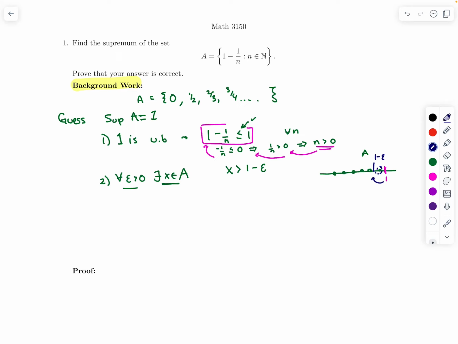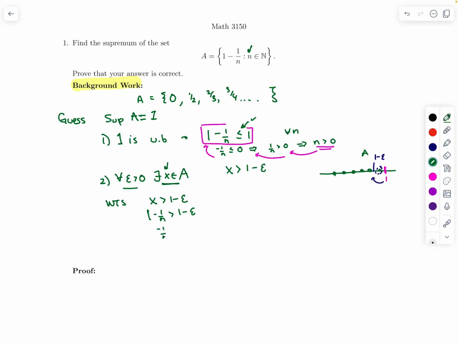All right, so let's do it. I'm just doing my background work, so I can just work with what I want to show. I want to show there's some x which is bigger than 1 minus epsilon. Well, I know x looks like 1 minus 1 over n, and so I need that to be bigger than 1 minus epsilon. I'm just trying to figure out what the x should be. X depends on n, so I just need to figure out what the n should be. Let's see if we can solve this inequality for what n should be.